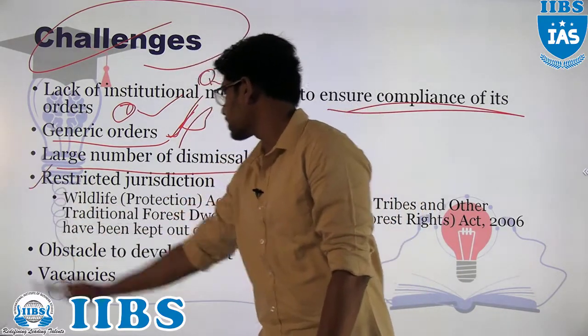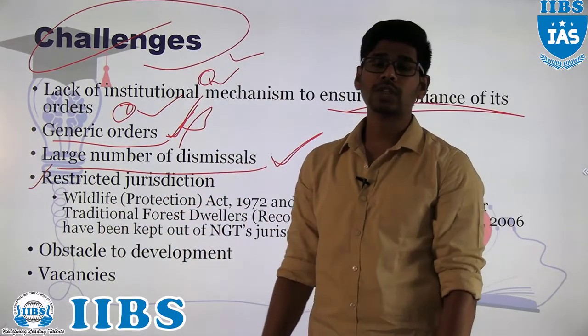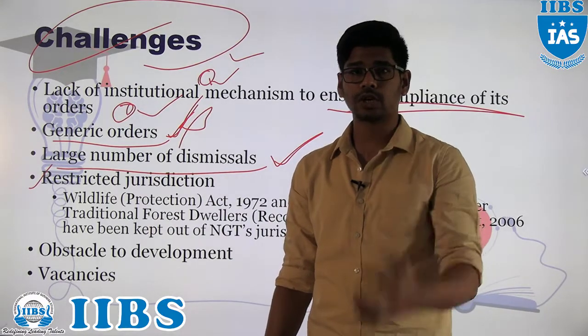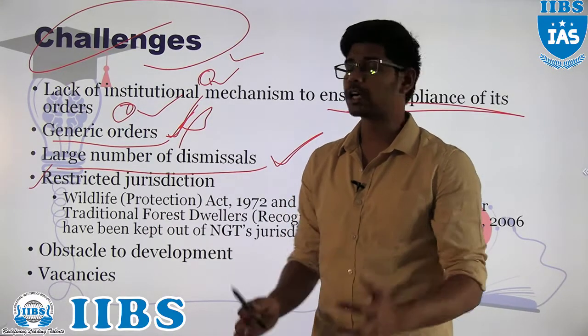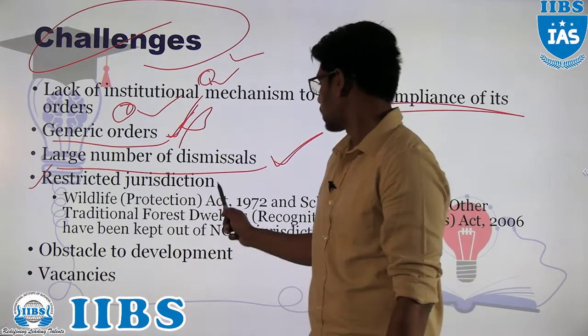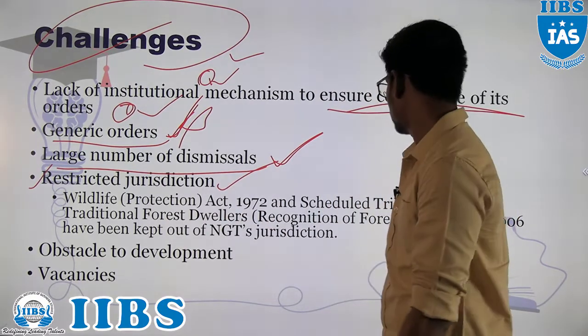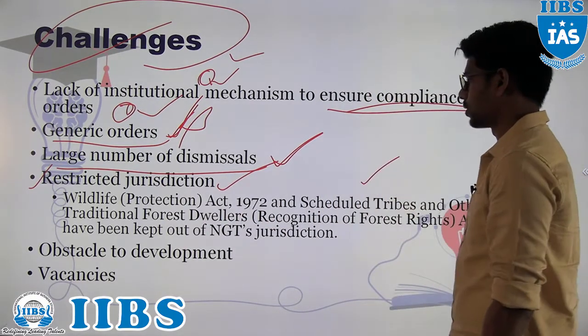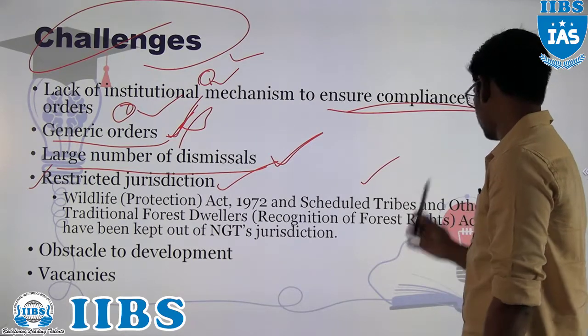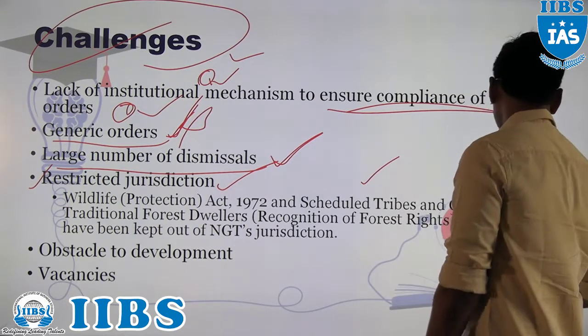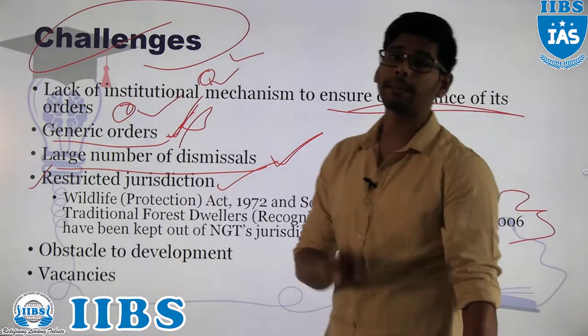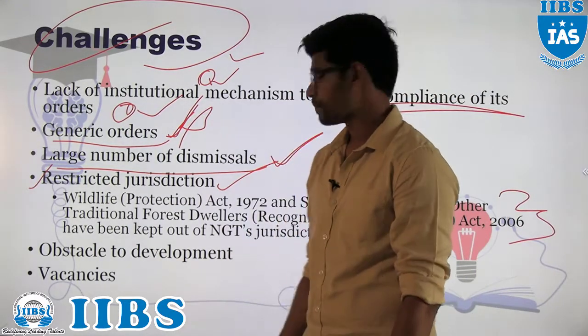And the next one is the restricted jurisdiction. There are two important laws which are not in the control of the National Green Tribunal, which are the Wildlife Protection Act of 1972 and the Scheduled Tribes and Other Traditional Forest Dwellers Act of 2006. These two important acts are kept away from the National Green Tribunal.